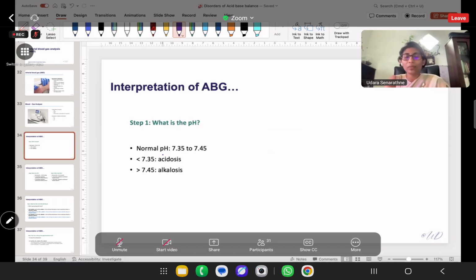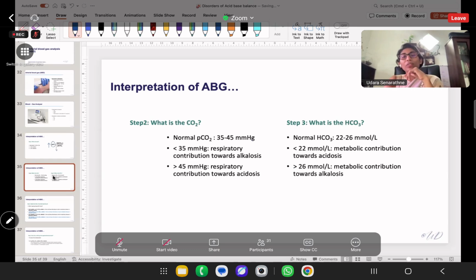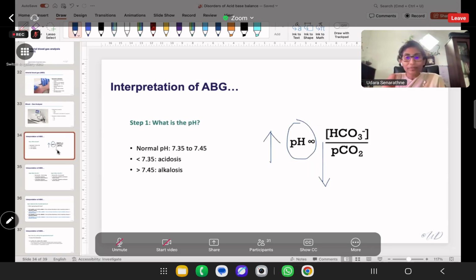So when you look at an ABG, what are you going to look at first? How do you interpret? The first step is to understand what's happening with the pH. Is the pH increasing or decreasing? If it is increasing, then you identify it as alkalosis. If it's decreasing, then you identify it as acidosis. Okay, now you know what is happening with the patient, whether it is acidosis or alkalosis.